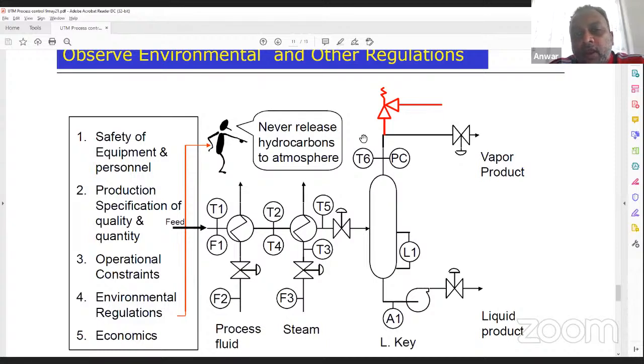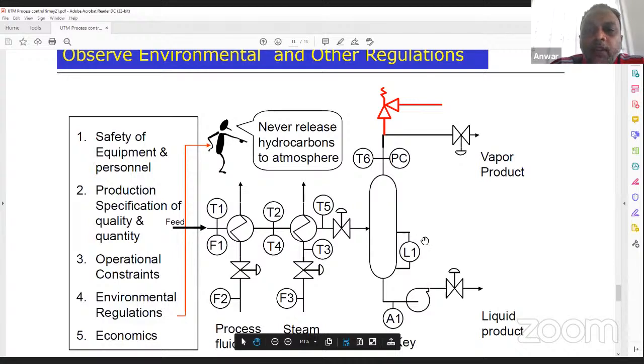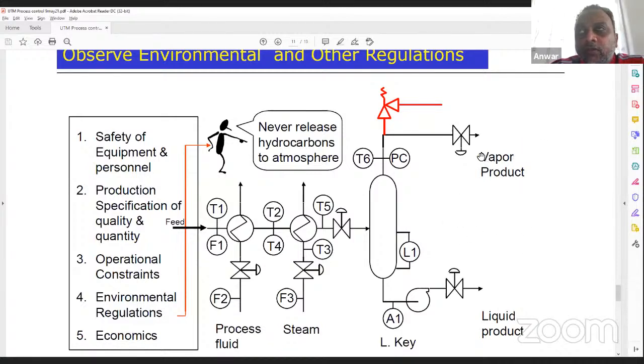Not only in terms of release, when you have a chemical plant, basically you will have an effluent or waste water treatment system. So it is also important to achieve the correct discharge into the environment. Okay.